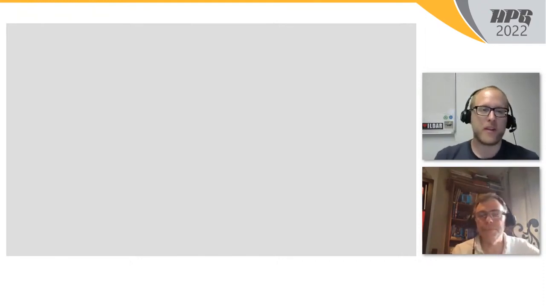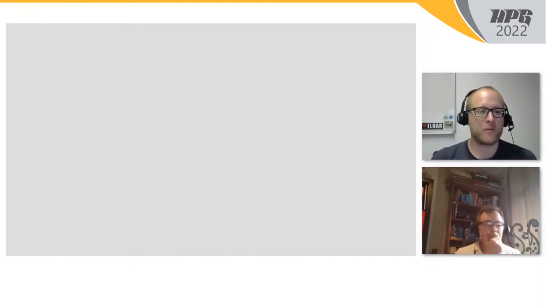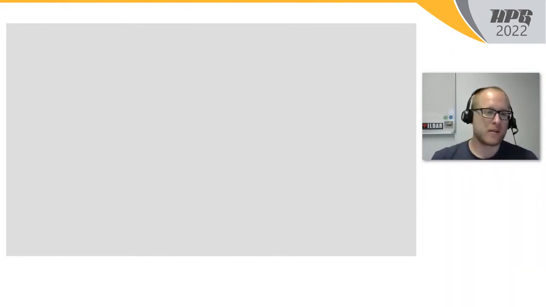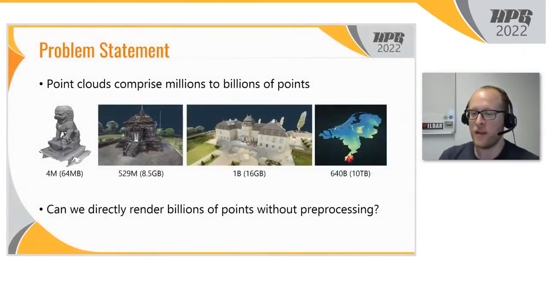So the problem that we're trying to tackle here is that when you're doing some laser scanning or aerial LiDAR scanning, you end up with point clouds with a lot of points, so millions to billions of points. And here, for example, we have data sets with 4 million points, 500 million points, 1 billion points, and 640 billion points. And we'd like to be able to render these kinds of points in real time without pre-processing. And at least for anything that fits on the GPU, we can make this work with software rasterization. For anything larger than that, we will still need some kind of level of detail structures.